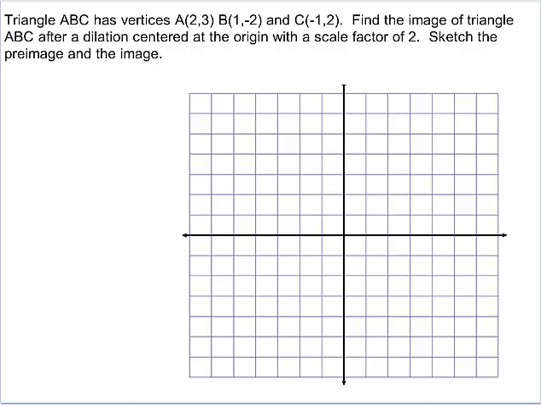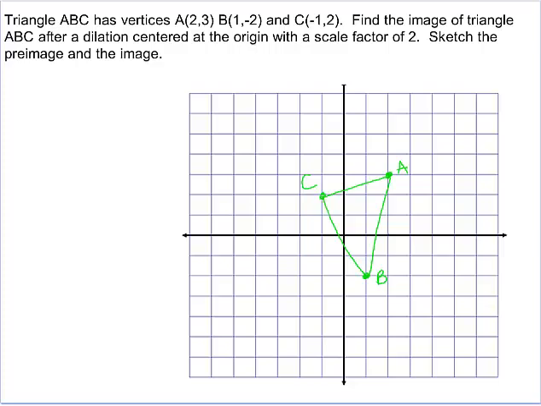So we have triangle ABC, which has vertices of A at (2, 3), B at (1, -2), and C at (-1, 2). So let's first graph those. So A is at (2, 3), so there's A. B is at (1, -2), so there's B. And C is at (-1, 2), so there's C. So there in green is our pre-image.